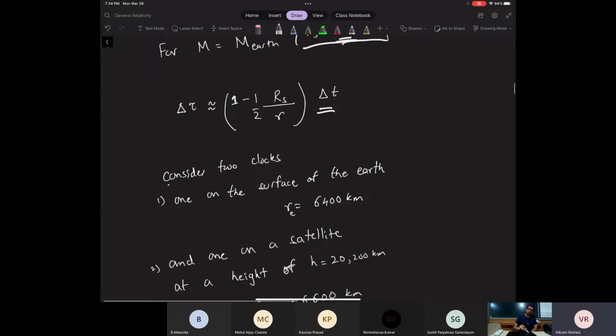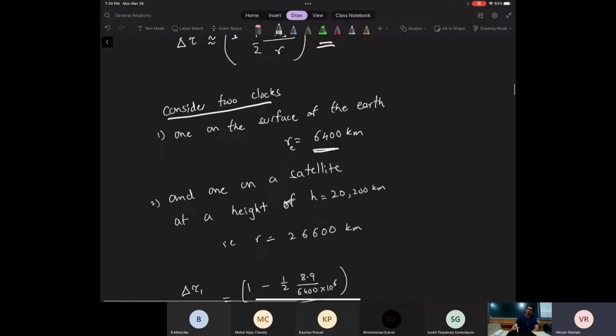Now we are considering two clocks. Let's take a more extreme example. One clock is on the surface of the Earth, at 6,400 kilometers. Another clock is a satellite. Let's say this is the height of GPS satellites, global positioning satellites, which are used to measure the positions of, let's say, cars, or even if your phone tracks your location, that's done by GPS.